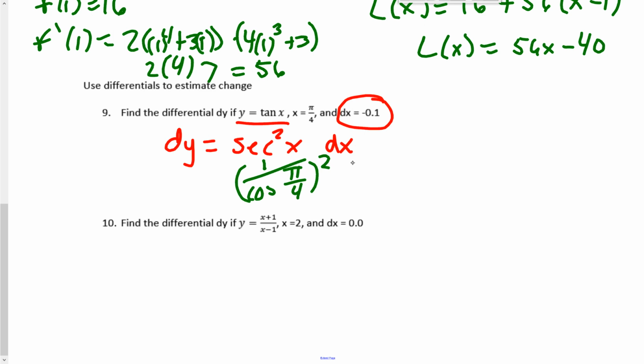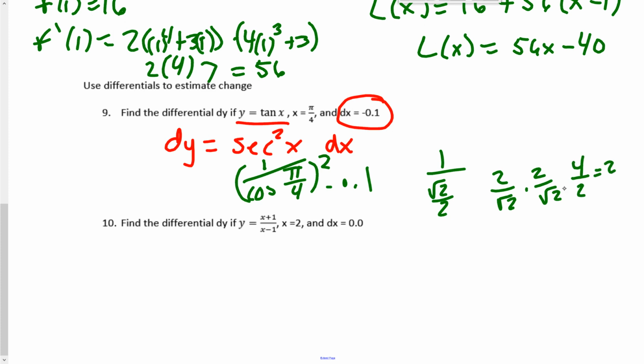Right, and then I have a dx of negative 0.1. Okay, so cosine of pi fourth is root 2 over 2. So I have 1 over root 2 over 2, which is just 2 over root 2. And I'm timesing that by itself. So then I get 4 over 2, which is just 2. And then I'm timesing that by negative 0.1. So I get negative 0.2 as my answer.